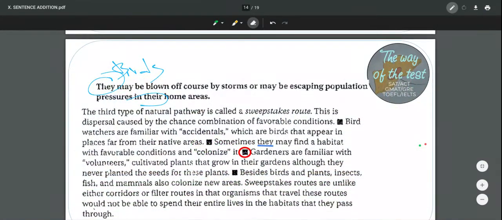If I put it in C, I'll be saying that they first appear in places far from the native areas. Then they find a habitat, another habitat that is not their home, and then colonize it. And then they are blown off course by storms or escaping pollution from their home areas. But then I'm creating a problem because they already found a habitat different from their own places. So why would I be talking about being blown off course again?